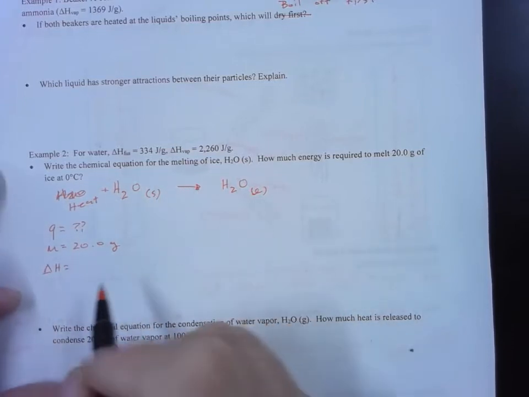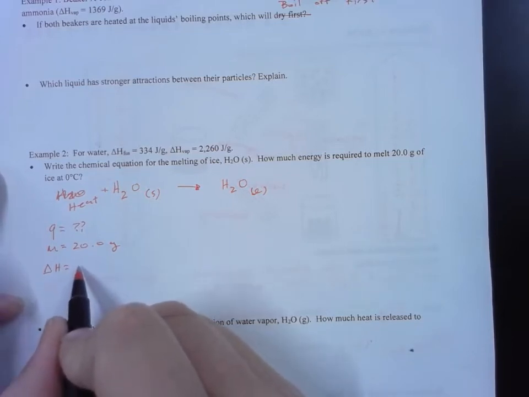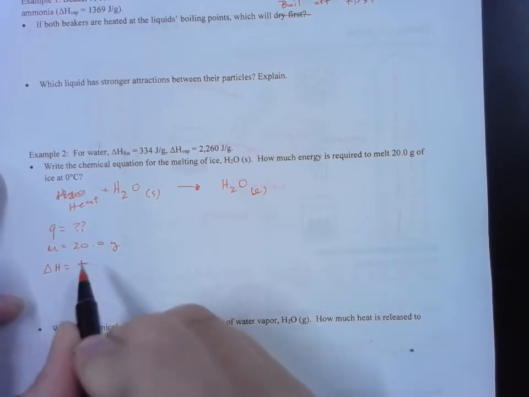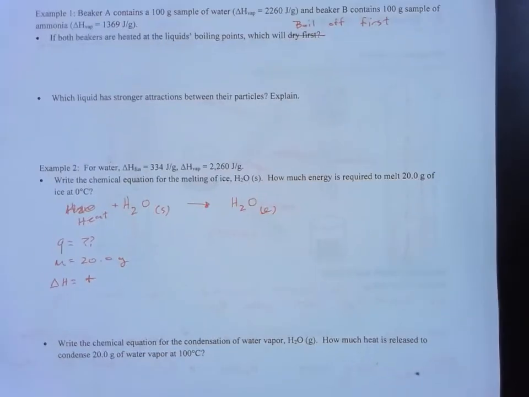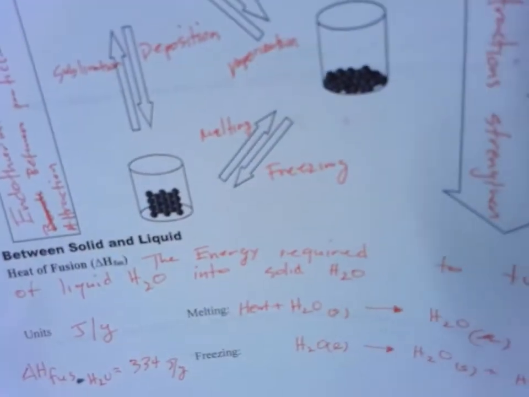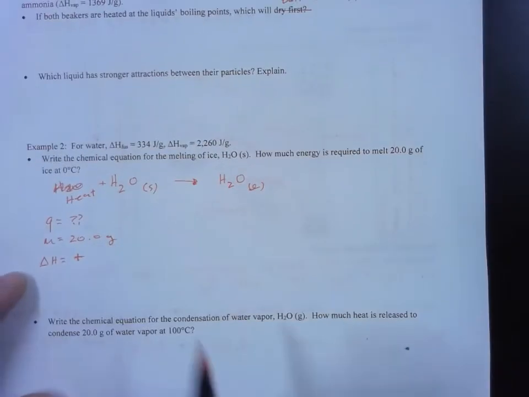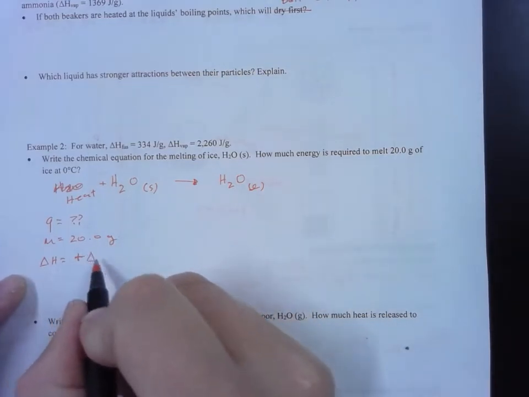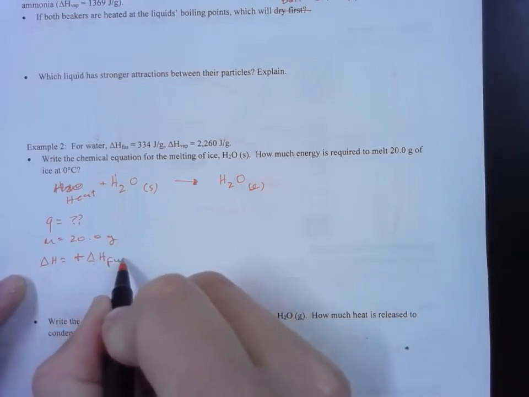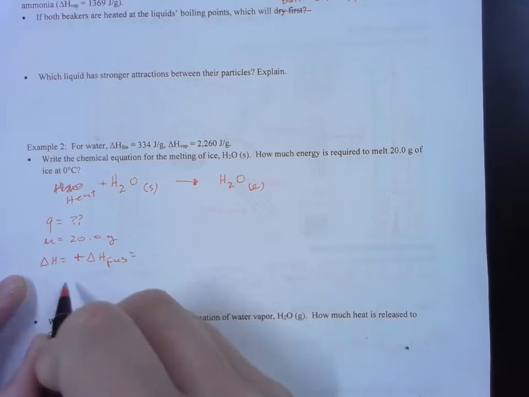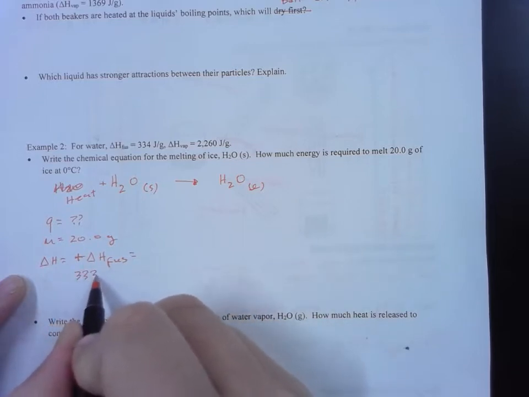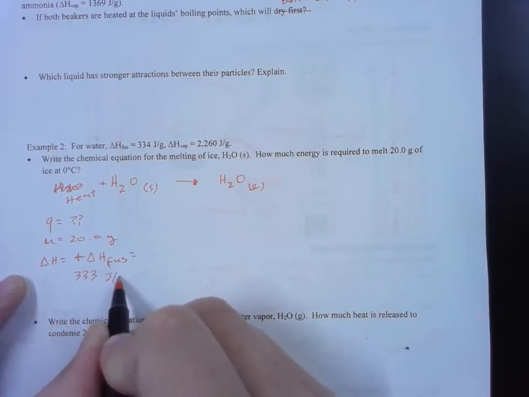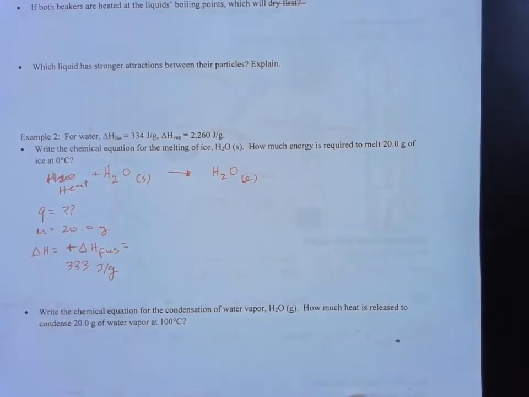We're melting, so our delta H is going to be positive, right? Because we're adding heat into that. If I'm not mistaken, yes. So we're going to use the positive delta H of fusion, which is going to equal 334 joules per gram.